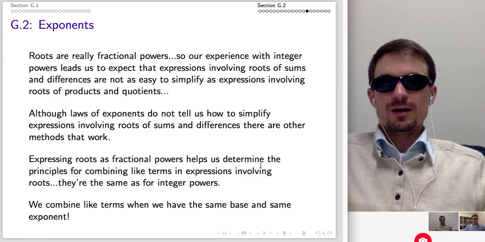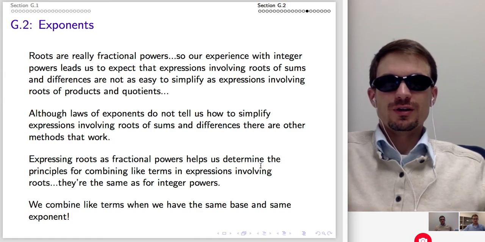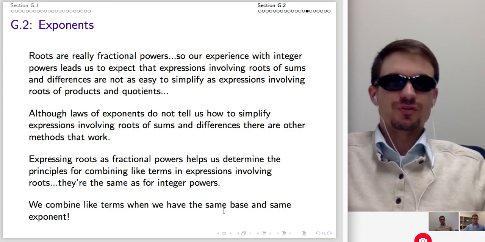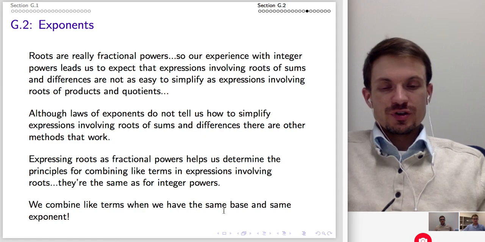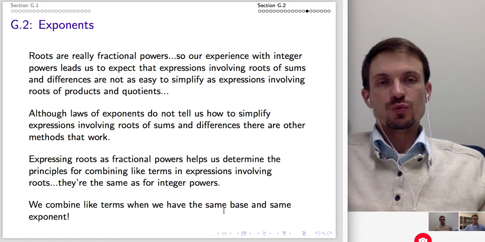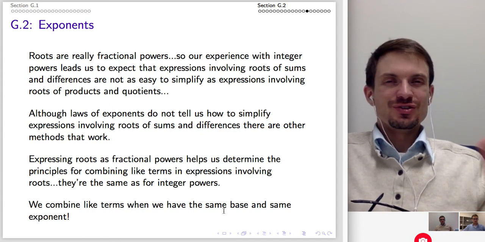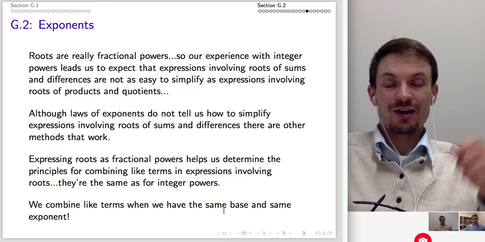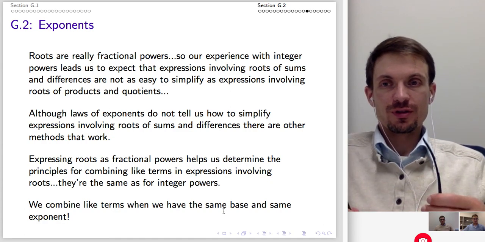This is just a summary slide. I don't want to read through this, but it's basically summarizing what's going on with roots as fractional powers. The idea is that we can think of roots as fractional powers, and fractional powers as roots. When do we want to use one or the other? Whenever it's convenient. You want to be comfortable working interchangeably with square roots versus to the 1/2 power, cube roots versus to the 1/3 power, and so on and so forth.